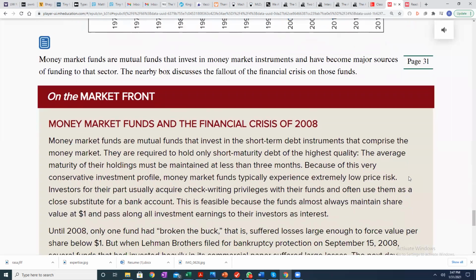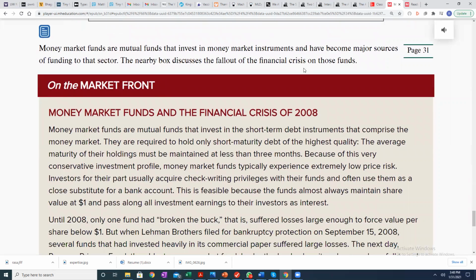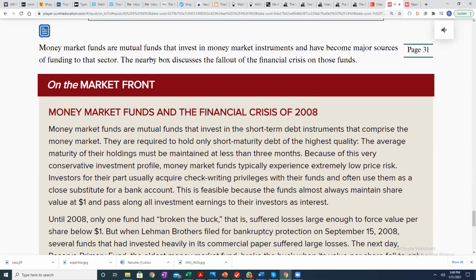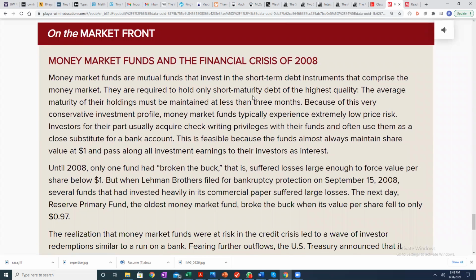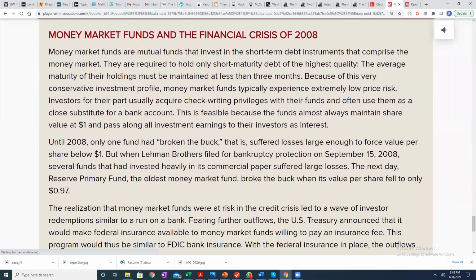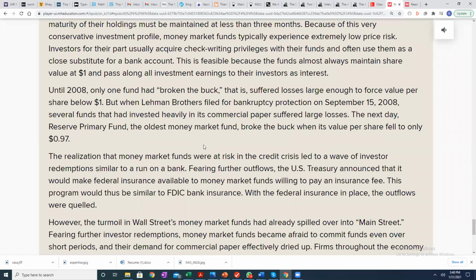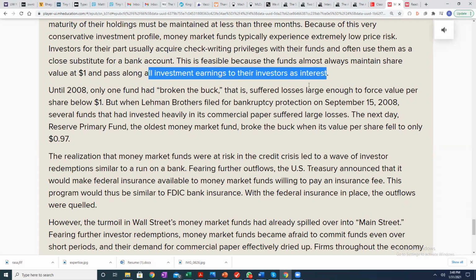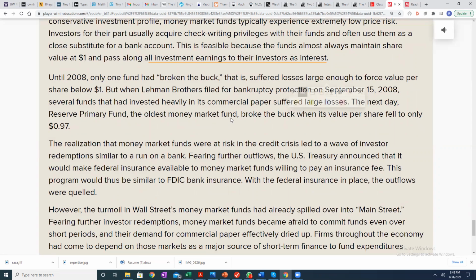Money market funds and mutual funds that invest in money market instruments have become major sources of funding to that sector. Money market funds are mutual funds that invest in short-term debt instruments that comprise the money market. Because of the conservative investment profile, extremely low risk, funds almost always maintain share value at $1 and pass all investment earnings to their investors as interest.